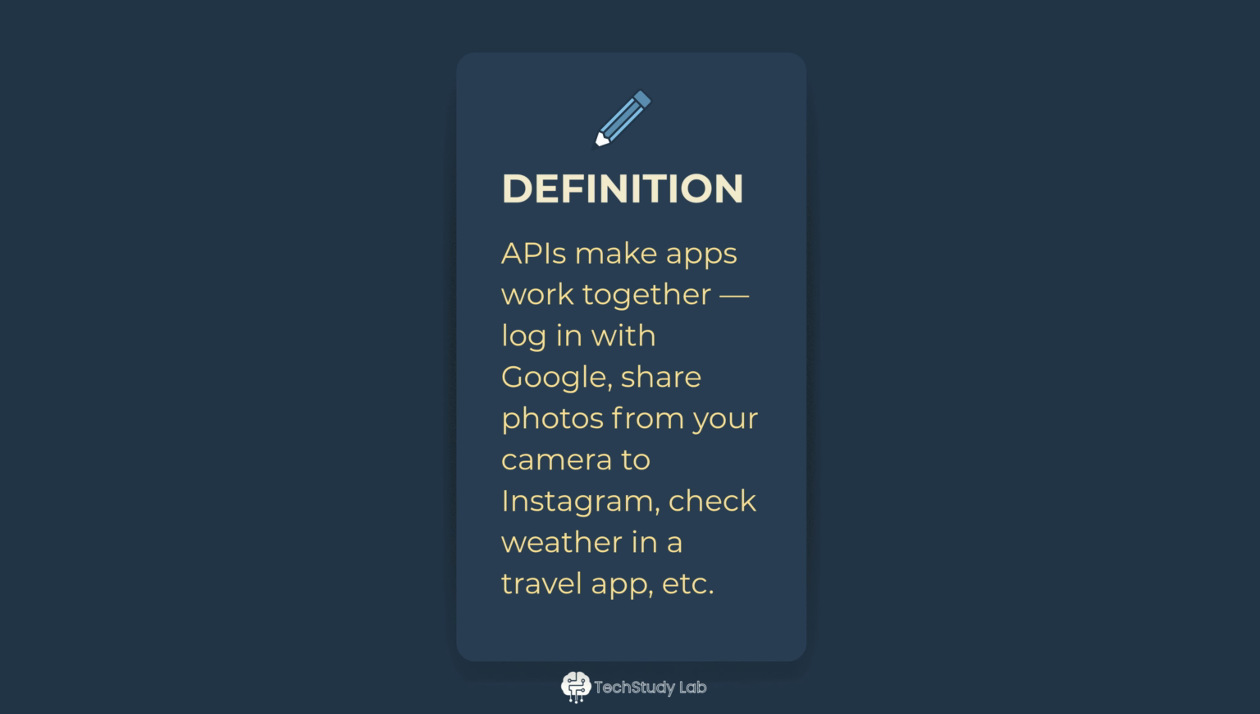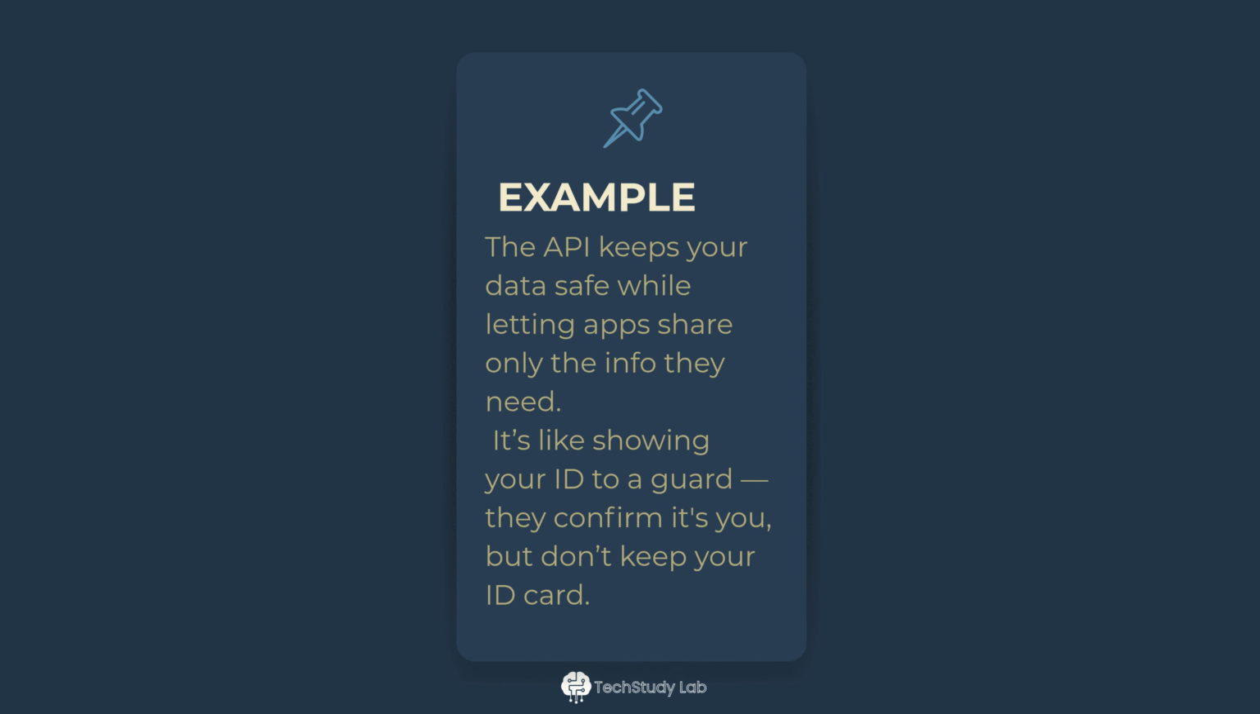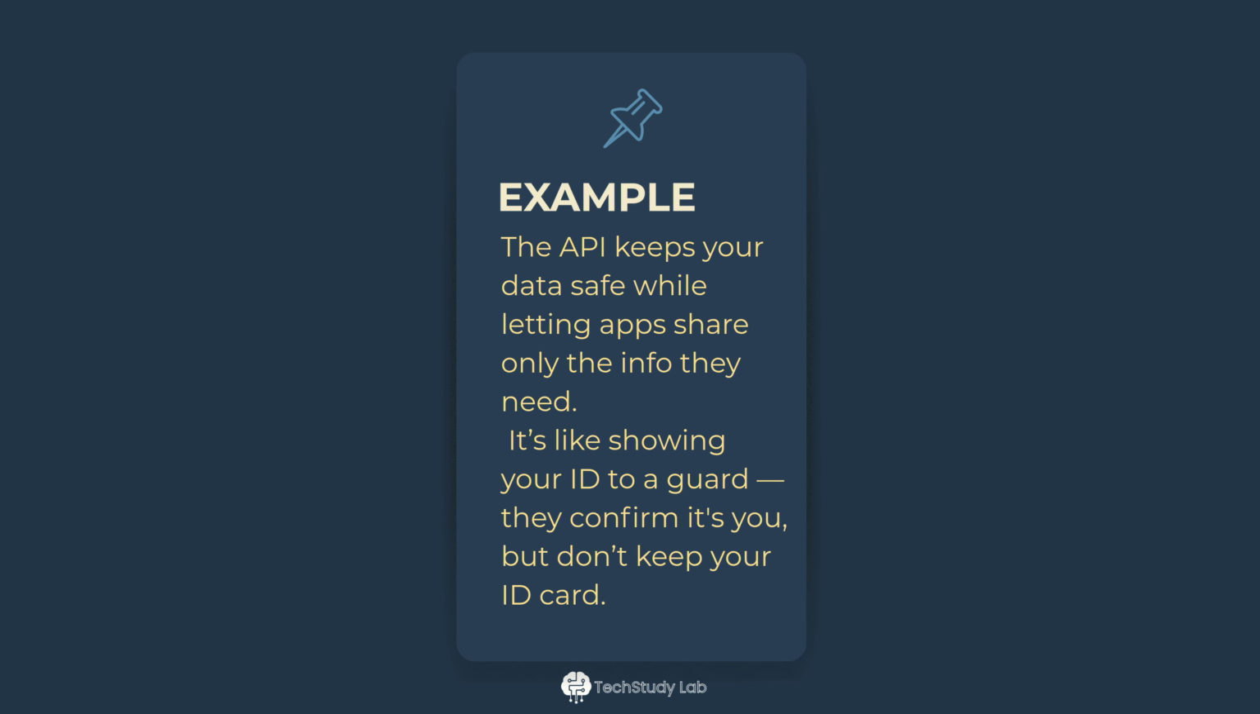Now, let's look at a real example. When you tap Continue with Google to sign into a new app, that app never sees your password. Instead, it sends a request to Google, Google verifies you, and then sends back a message saying, "Yes, this is really them." The API keeps your personal info safe and only shares what's necessary, just like showing your ID to a security guard. They confirm who you are, but they don't keep your ID.